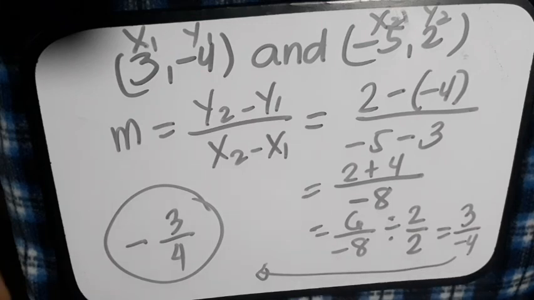So, yan ang dalawang paraan kung paano hanapin ang slope of the line by using the graph and by using 2 points.